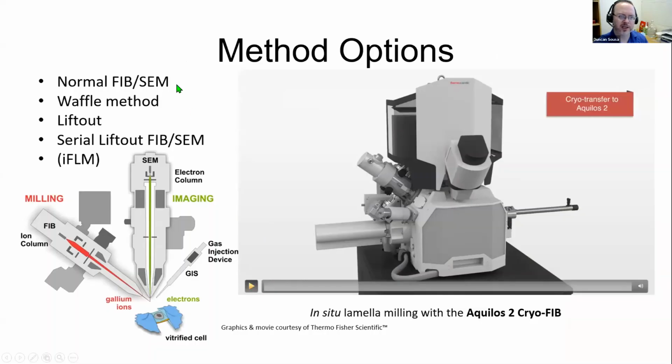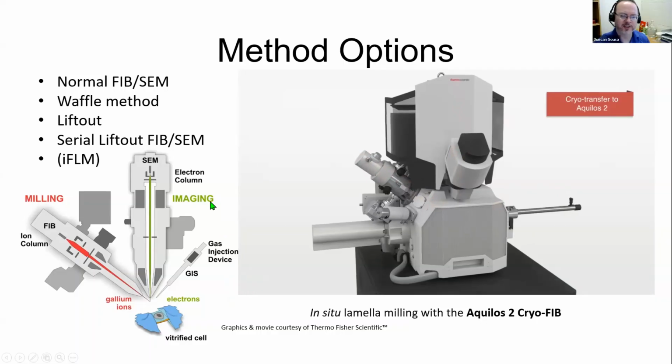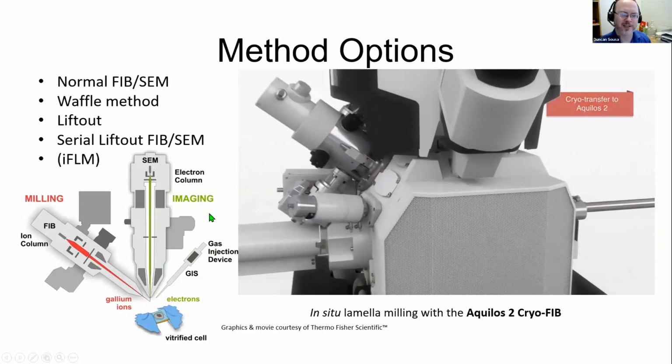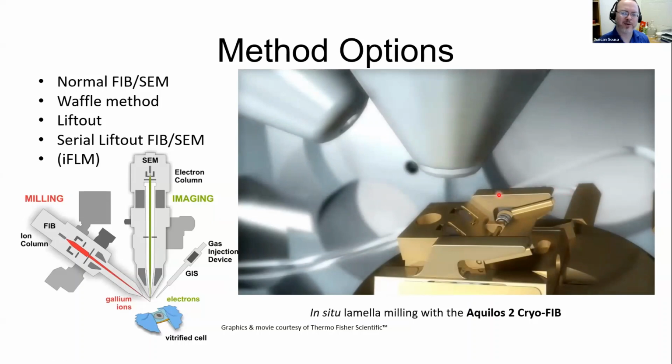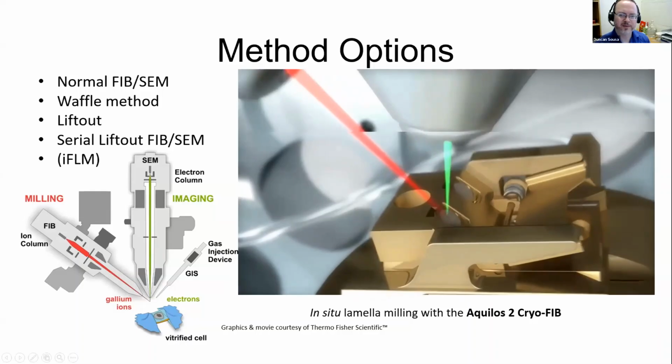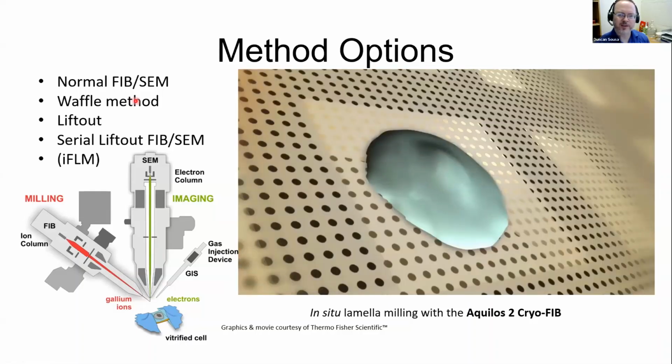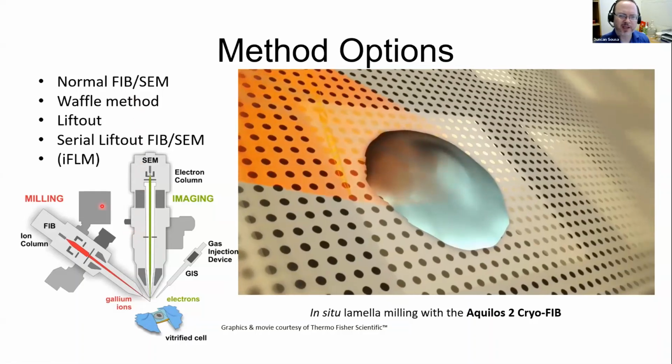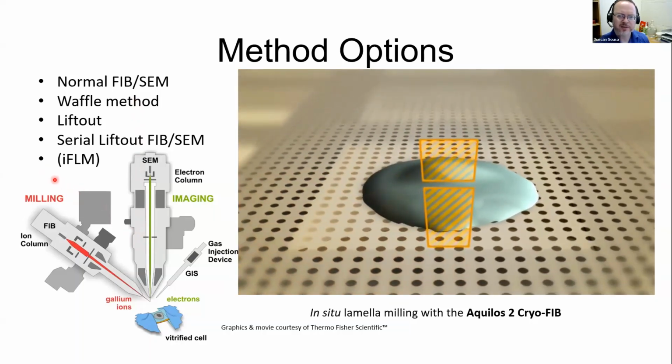So now here is the main part of what our options are once we have a sample. I'm going to start this video and just give you a feeling for what FIB milling looks like. And we can thank Thermo Fisher for providing this lovely graphic for me, which I certainly am not capable of making. So here we've got a grid in here. You image with the electron beam, and you mill with the FIB.